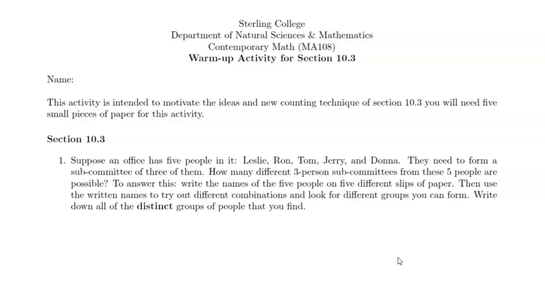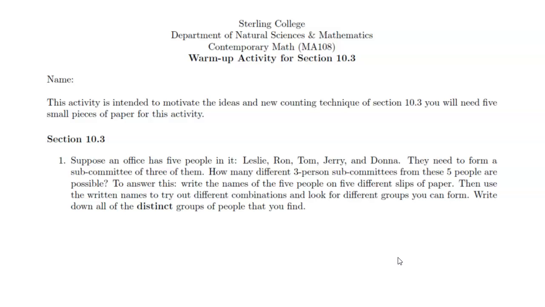So in this warm-up activity, what it says is, suppose there's an office and it has 5 people in it. We've got Leslie, Ron, Tom, Jerry, and Donna. They need to form a subcommittee with 3 people in it, so 3 of those 5 people. And we want to know how many different 3-person subcommittees from these 5 people are possible.